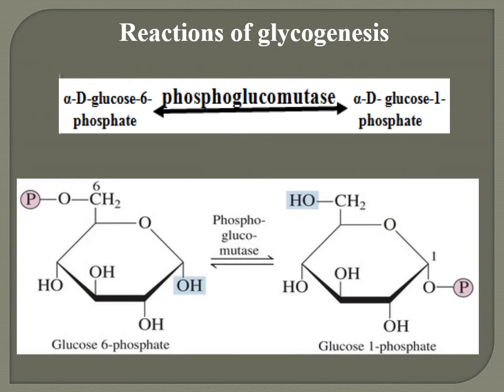Here you can see the glucose 6-phosphate is converted to glucose 1-phosphate by the enzyme phosphoglucomutase. Here I would like to tell you about the mutases. These are the class of isomerases involved in catalyzing the intramolecular group transfer. So they transfer the functional group from one position to another position. Here in this reaction, you can see the phosphate group present on the 6th carbon is transferred to the 1st carbon, forming glucose 1-phosphate.